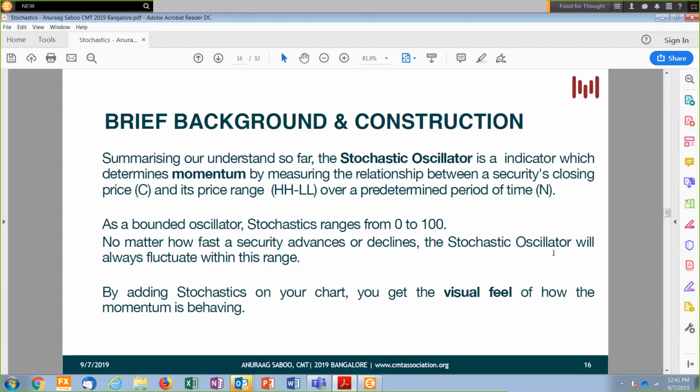So by adding stochastic on a chart, you get a visual feel of how momentum is behaving, and you can compare this with different periods of time to see how the momentum has been earlier and how the momentum is right now. What you are seeing as momentum in price on the chart is now basically converted into a numerical number plotted at the bottom of your chart, which gives you a visual feel. So let's now take you to the chart to show you what a stochastic variable will look like, or how it will plot.